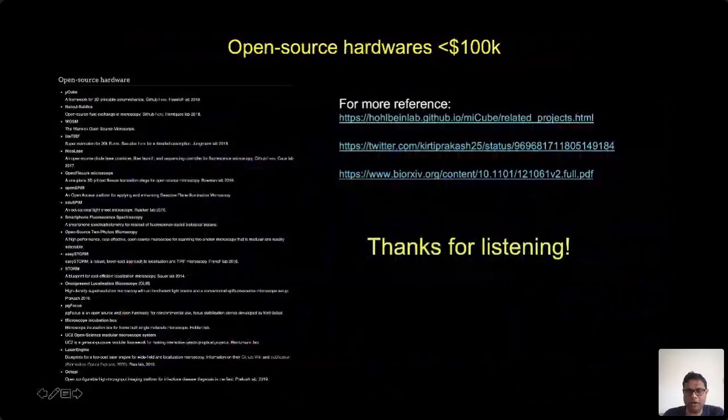Finally, I'm also advocating low-cost open source hardware. So including the Openflexure setup, Johannes Hohlbein, he maintains a list of a lot of open source hardware and software.